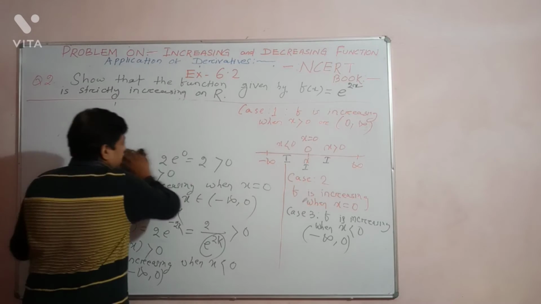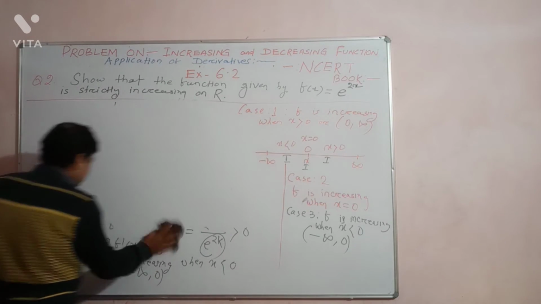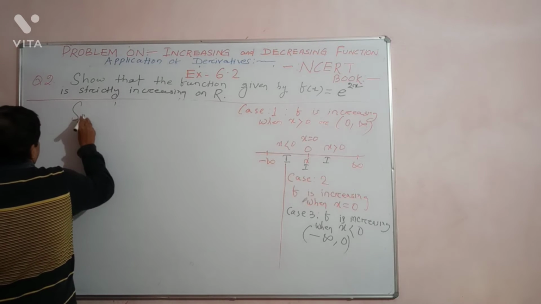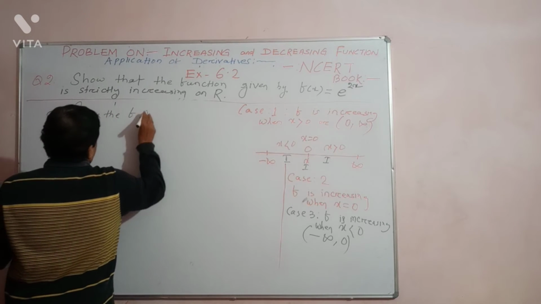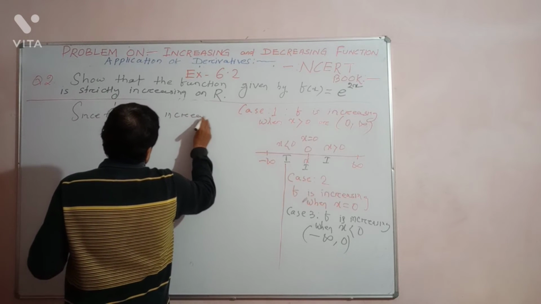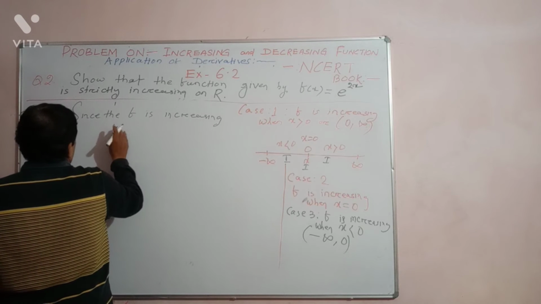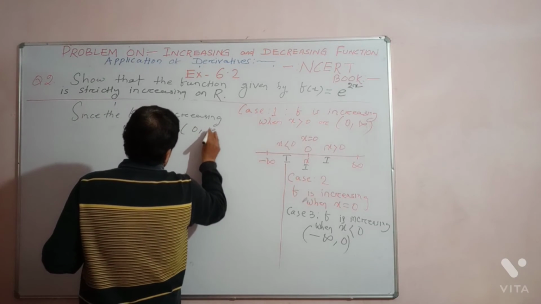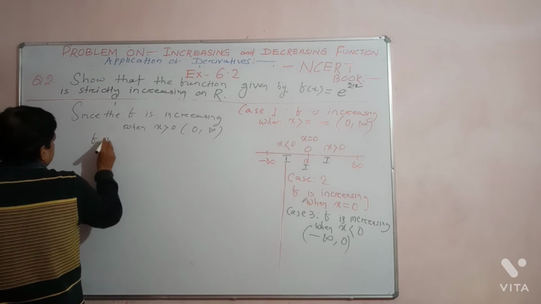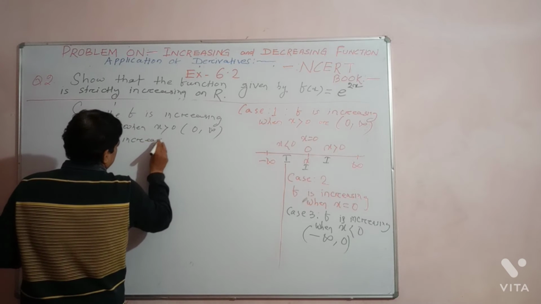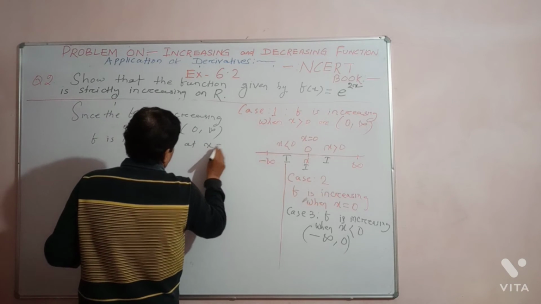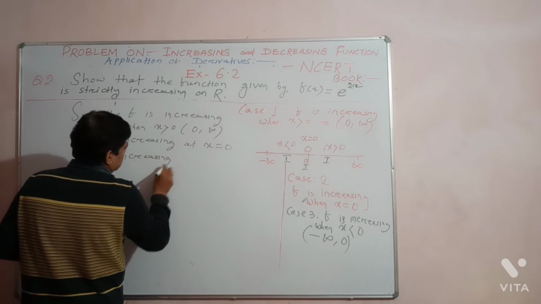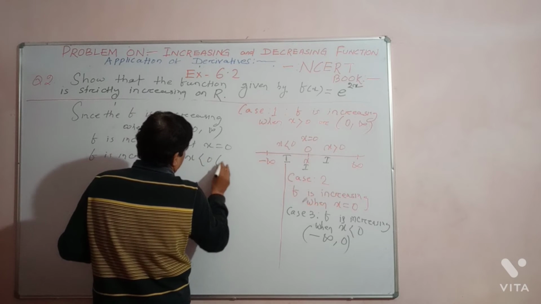The function is said to be strictly increasing. Yes or no? Understand? Is it clear? Since the function is increasing, f is increasing in the interval 0 to infinity, when x is greater than 0, and f is increasing at x is equal to 0, yes or no? And f is increasing when x is less than 0, or in the interval minus infinity to 0.